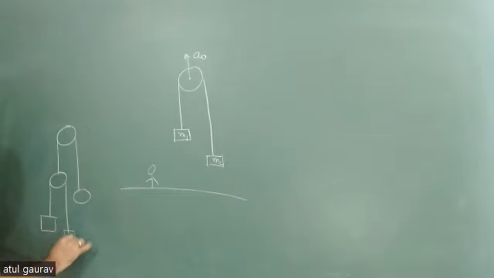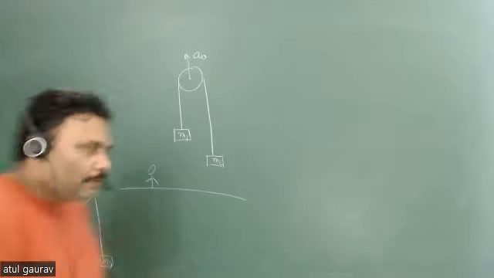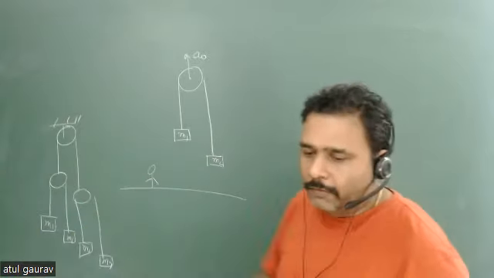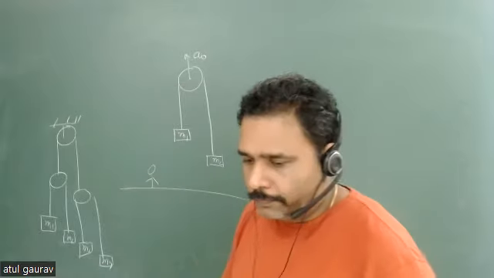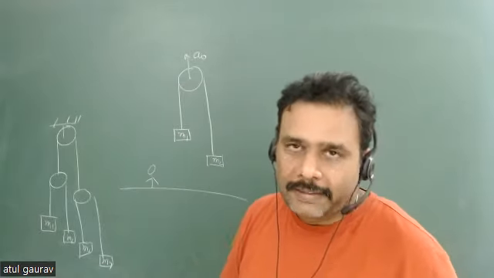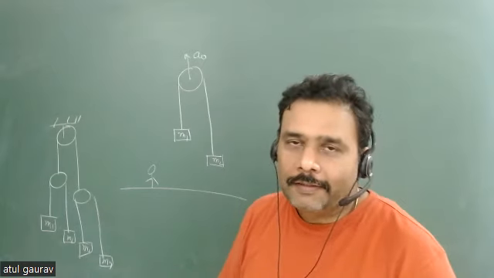Suppose this is your two masses. Suppose this is M1, M2, M3, M4. And suppose this is fixed. Can you imagine which will go up and which will go down and how this is going to happen? क्या पता चल पाएगा आपको? नहीं सर, वो कॉम्प्लेक्स है. बहुत कॉम्प्लेक्स है. So that is why equation of constraint is very important.